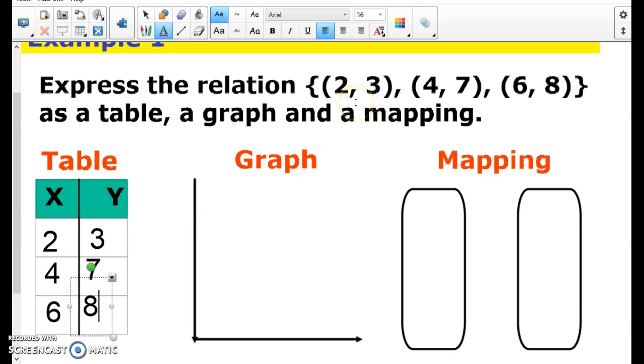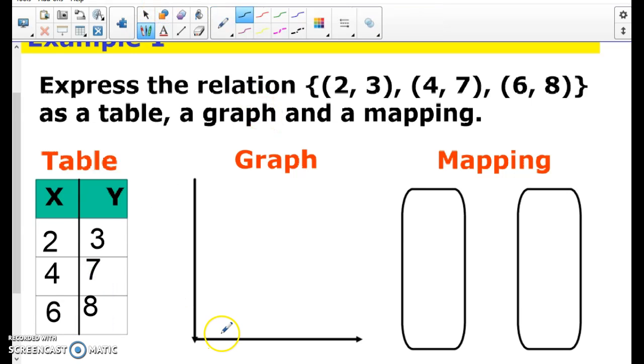Graph, just like normal, we would graph them, go over 2. This one doesn't have any numbers here, but let's just do this first one. So go over 2 and up 3. So I'd put a dot there, and then kind of the same thing. Go over 4, or right 4, up 7, right 6, up 8.